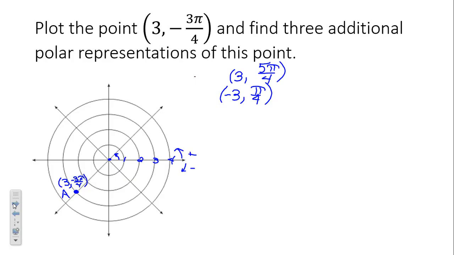So starting at the pole, we want to go back 3 and down. If we went back 3, negative 3, then down would be clockwise, right? Okay, so negative 3 pi over 4. Not negative pi over 4, but negative how many pi over 4? Because we already have our negative 3 pi over 4. 7 pi over 4, okay? Negative 3, 7 pi over 4. Okay, so far so good?